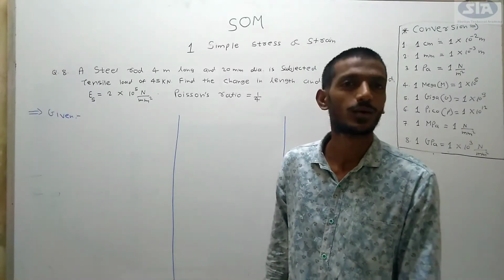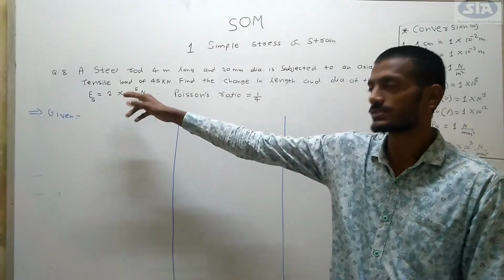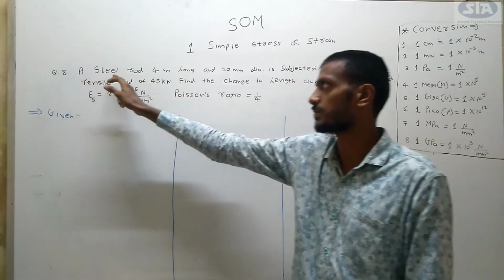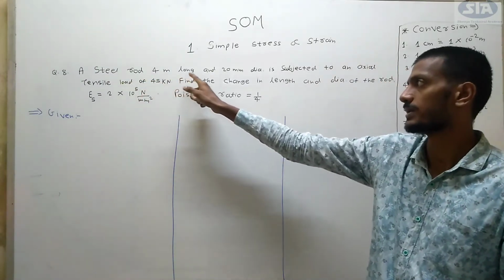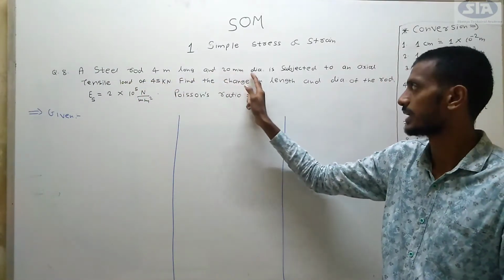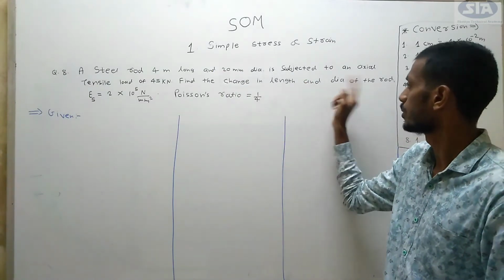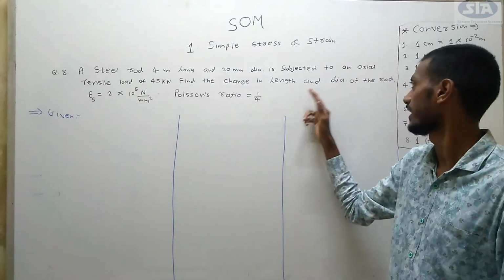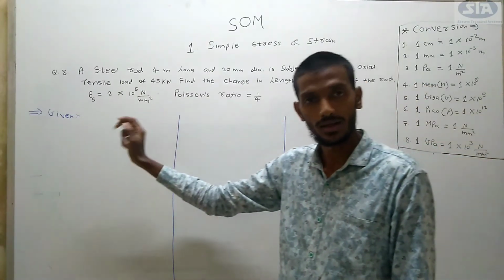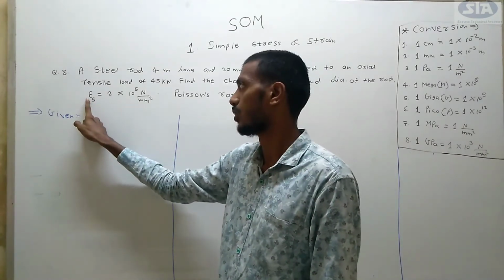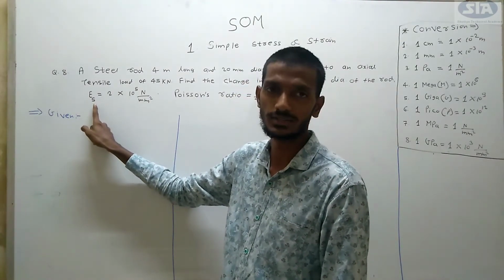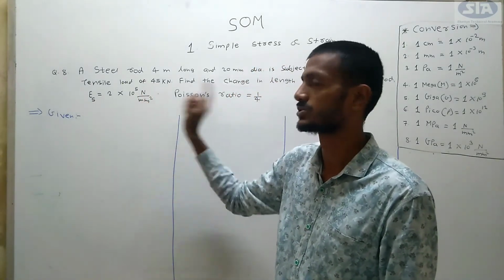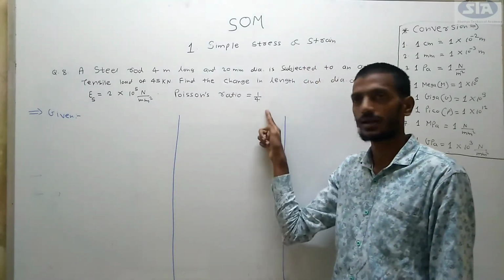Hello students, now we are going to discuss the next question, question number 8. The question is: a steel rod of 4 meter long and 20 mm diameter is subjected to an axial tensile load of 45 kN. Find the change in length and diameter of the rod, given the modulus of elasticity for steel, E_s, equal to 2 into 10 raised to 5 Newton per mm square. Poisson's ratio is 1/4.